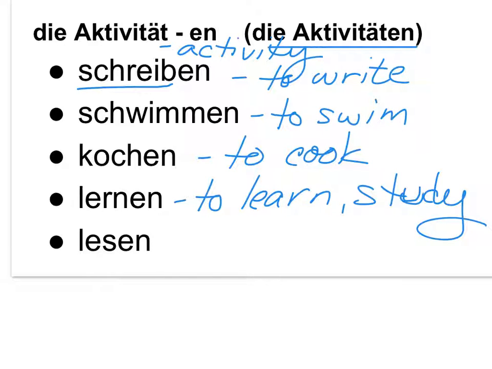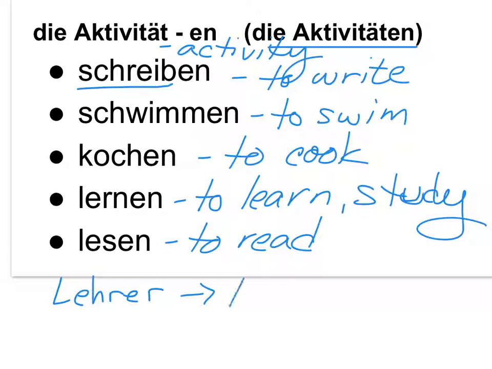Okay, the next one. Lesen. Lesen. Good guess. Ein Buch lesen. To read. So, somebody was talking about to teach. So the word teacher is Lehrer. The verb is almost identical. Lehren. So, very close. It's also very close to lernen.